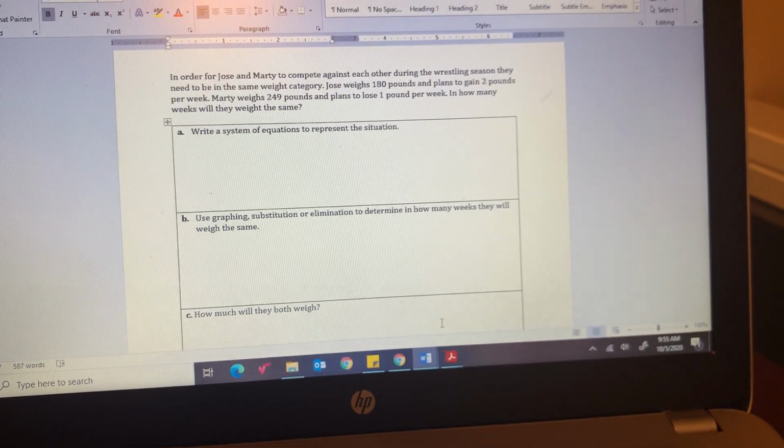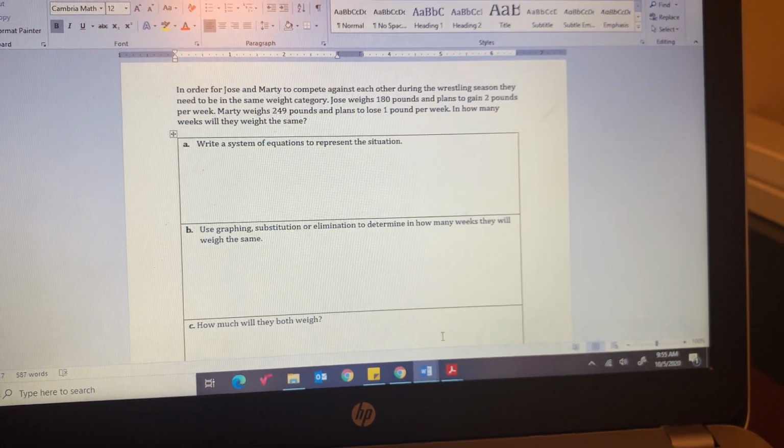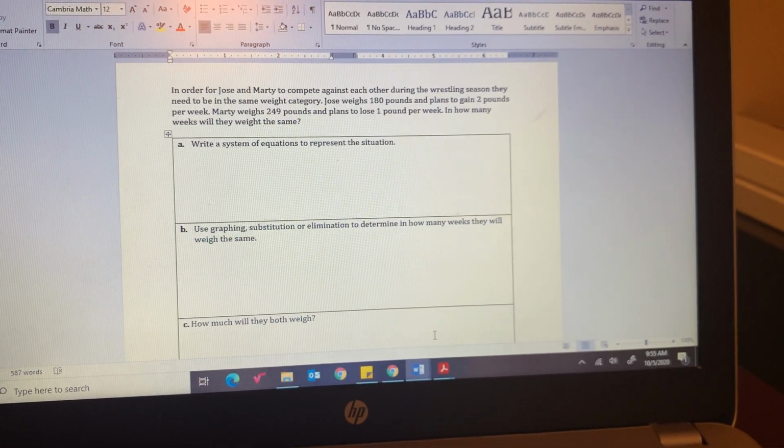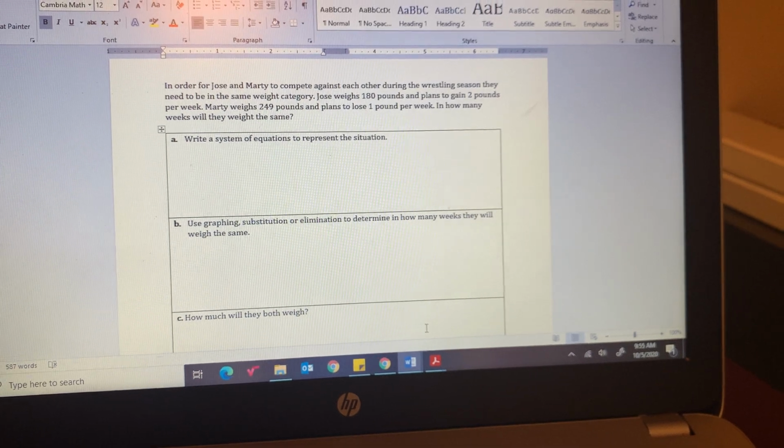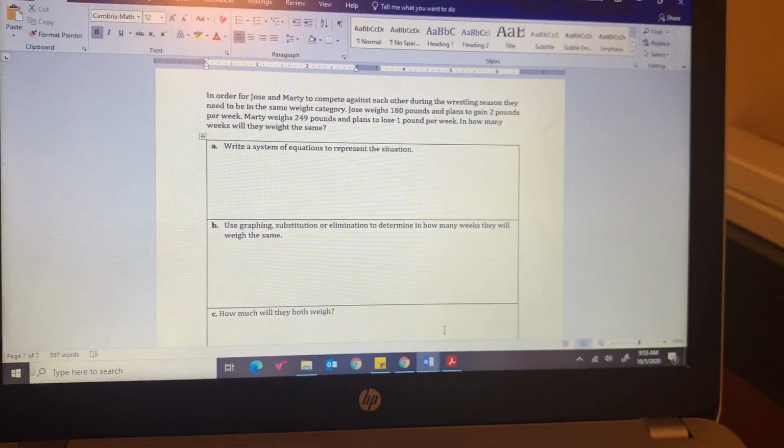So it says Jose weighs 180 pounds and plans to gain 2 pounds per week, and Marty weighs 249 and plans to lose 1 pound per week. In how many weeks will they be the same? It says write a system, and then part B asks you to use elimination or substitution or graphing.